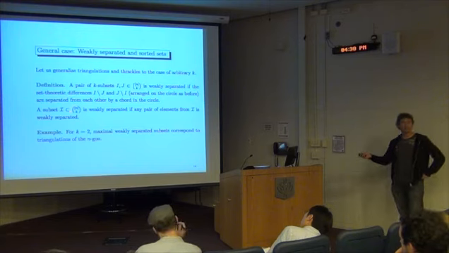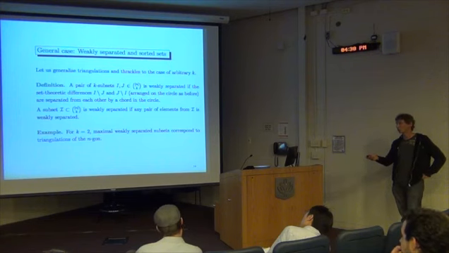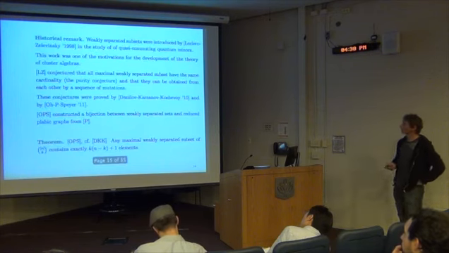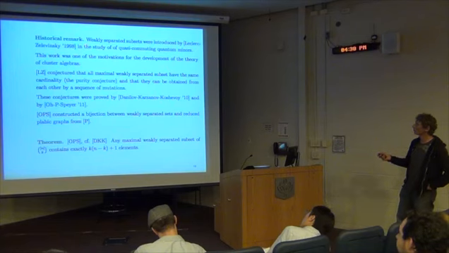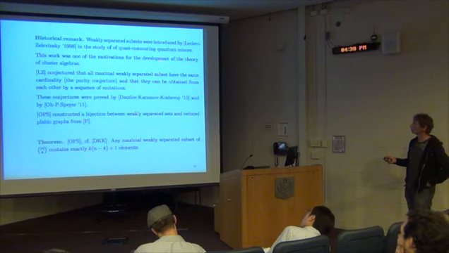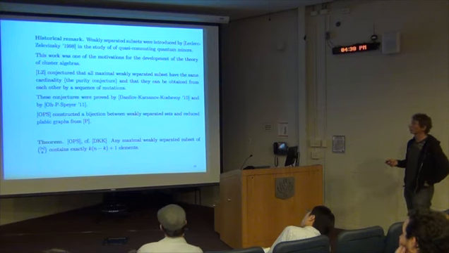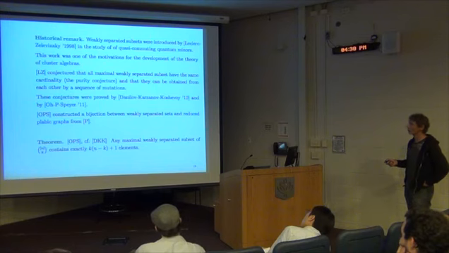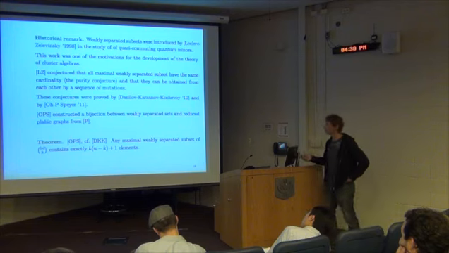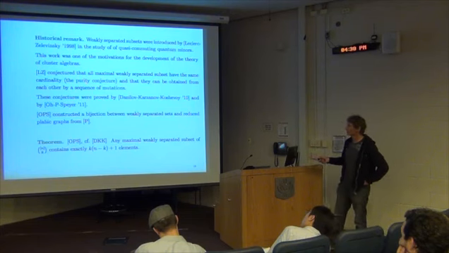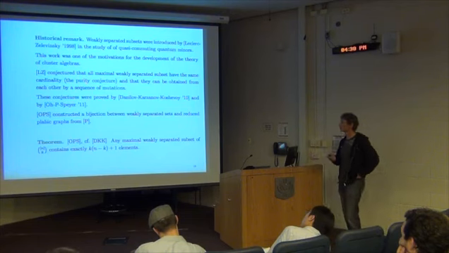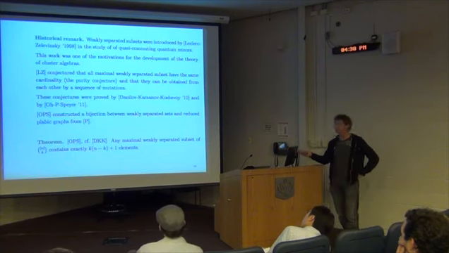And for k equals 2, these are exactly non-crossing graphs. Okay, a historical remark: these things were introduced by Leclerc and Zelevinsky in the study of quantum minors. And this is very much related to the theory of cluster algebras. Leclerc and Zelevinsky conjectured a purity conjecture, that all maximal weakly separated subsets have the same cardinality and can be connected by a sequence of mutations. And relatively recently there were several proofs of this conjecture.